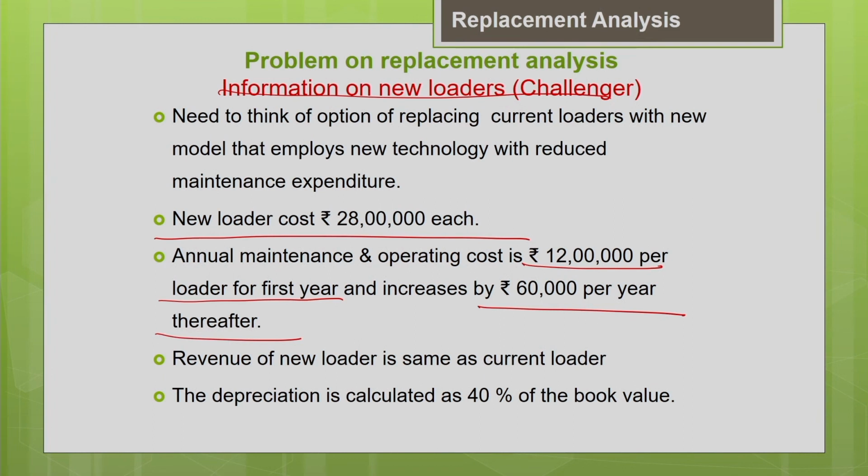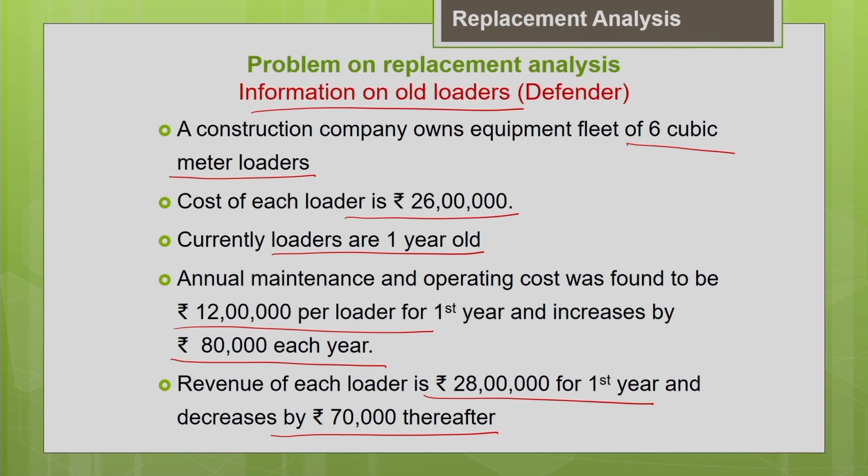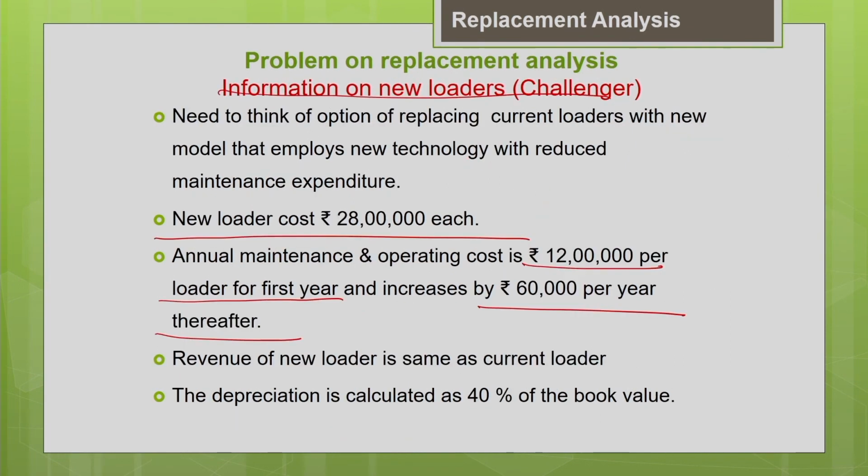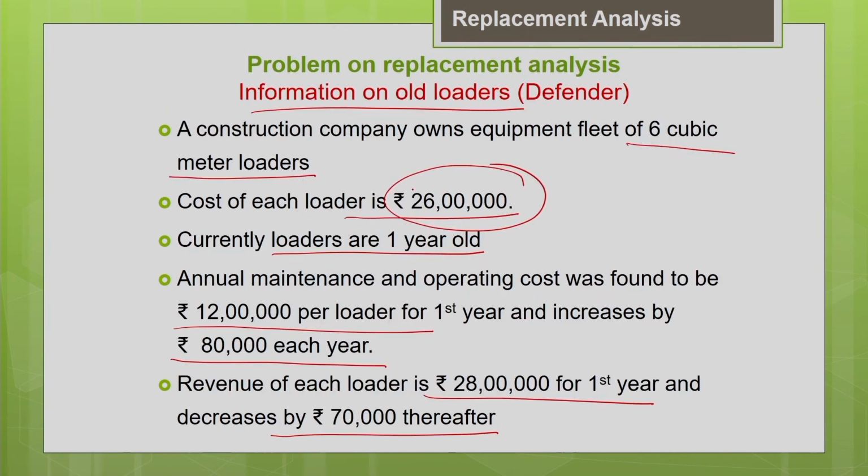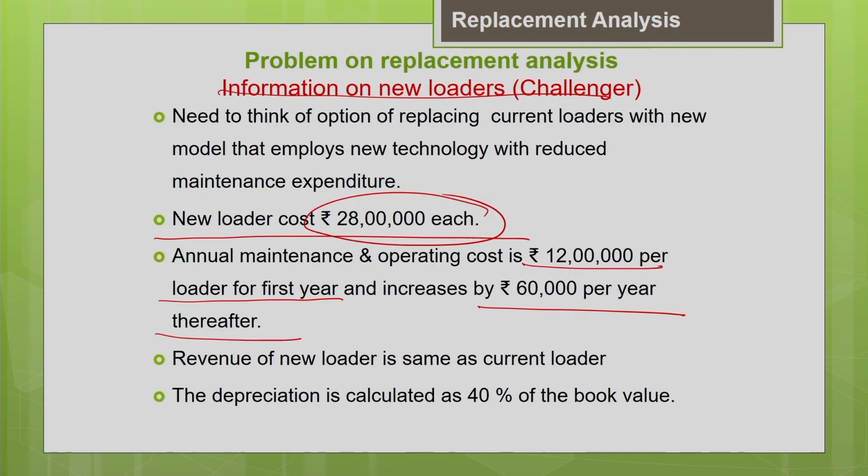The cost of the old loader, hope you remember, it was 26 lakh. The cost of the proposed new loader is 28 lakh. And similarly, for the old loader, you can see the operating and maintenance cost was 12 lakh, but the increase was 80,000 each year. Now, for the new loader, the initial cost is same, that is 12 lakh per loader first year, but after that the increase is only 60,000.